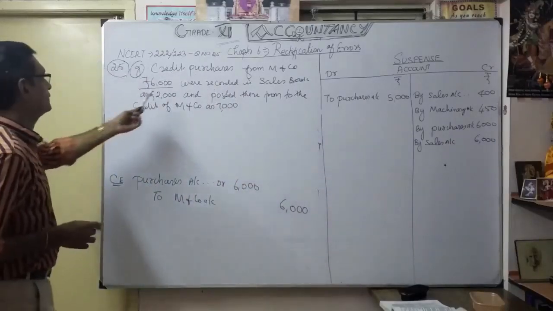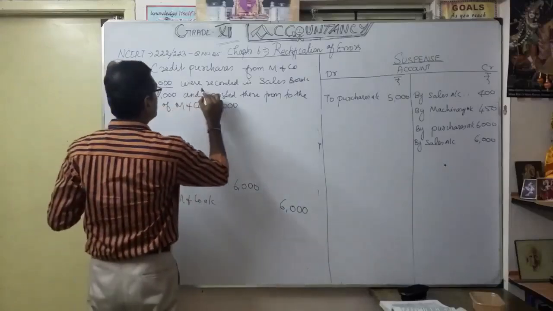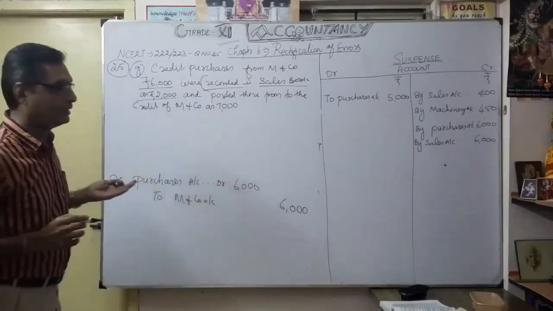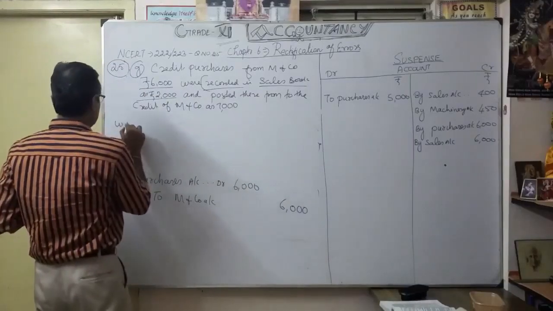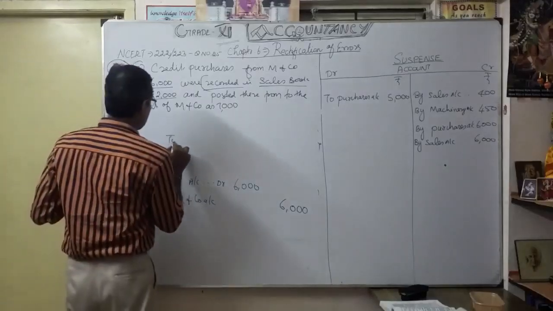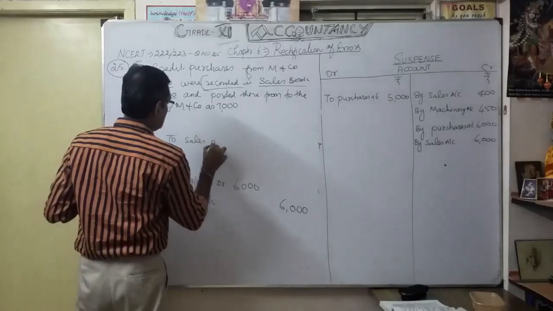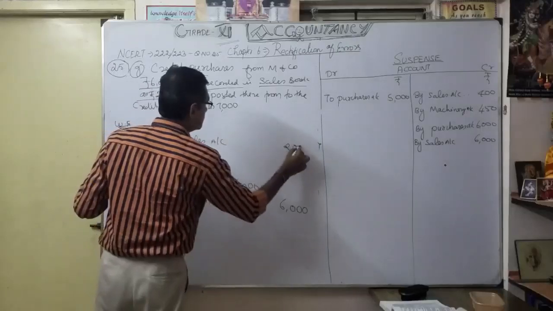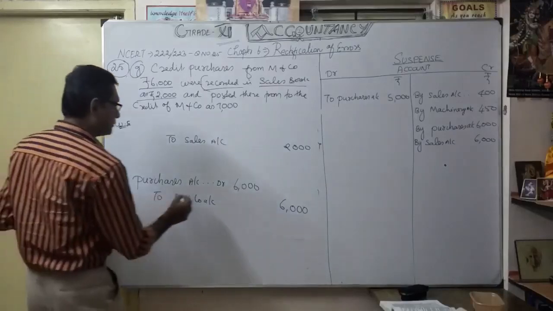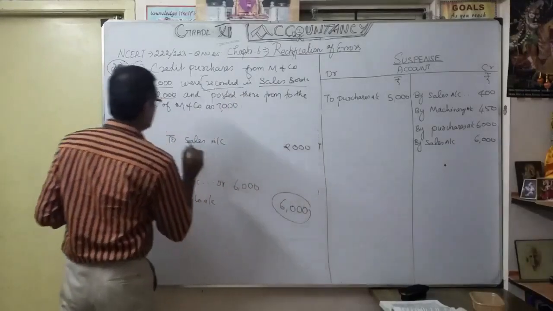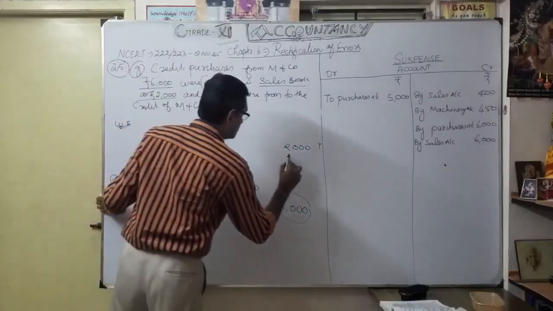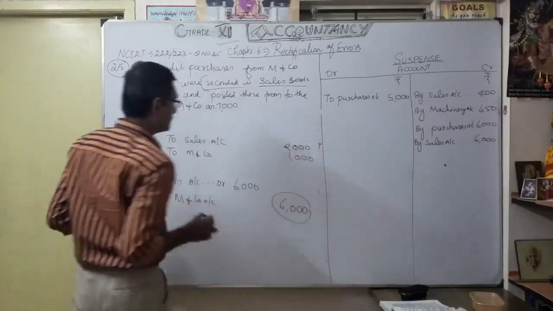So what happened here from the problem: it was recorded in the sales book as 2,000. So what happened? Wrong entry. They considered it as sales. So to sales account, credited 2,000. That is one part here. From there they credited M1 Co instead of 6,000, they credited how much? Again M1 Co, only 1,000. Now understood. That's the mistake they made.